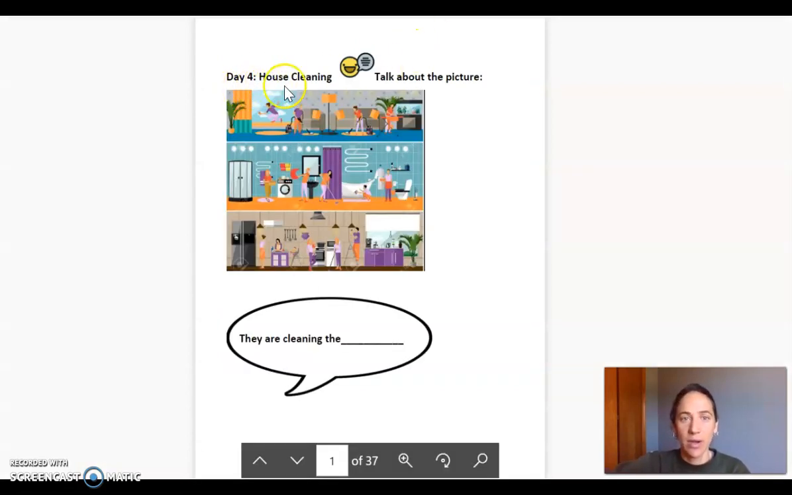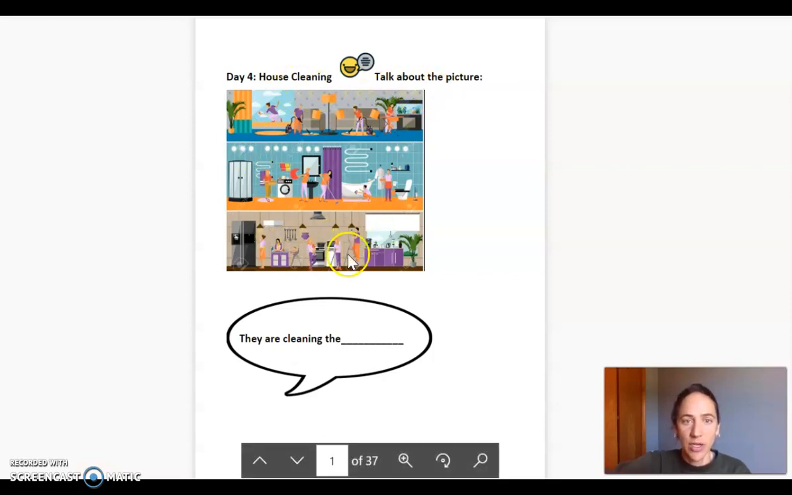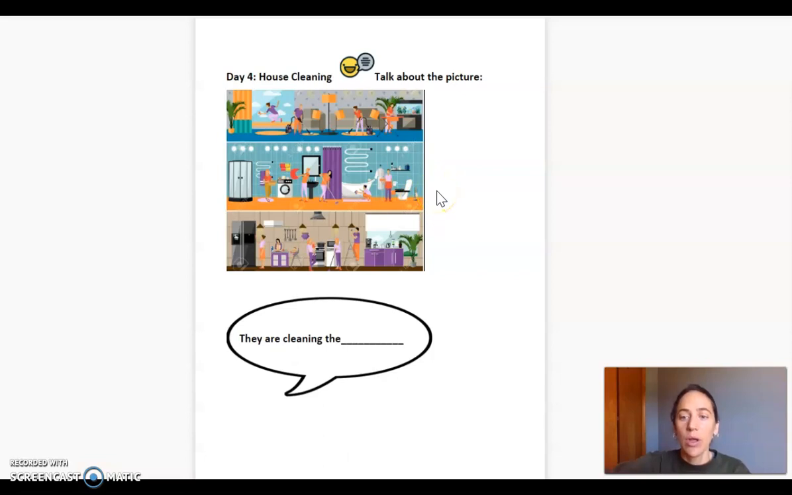Here is day 4, cleaning the house. We're going to talk about the pictures. Just like you did before, we can look at this picture and see all of the different people, who is cleaning, and where are they cleaning. Remember, if you see one boy, you can say he cleans. If you see one girl, you can say she cleans. If you see 2 or more people, you can say they clean.